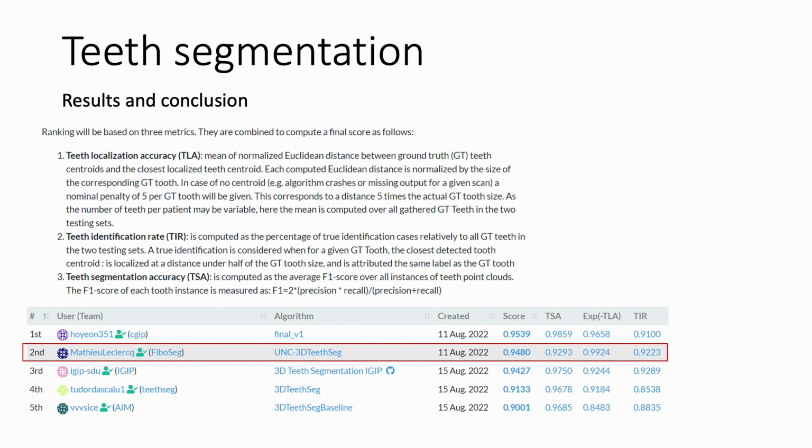Comparing our results to those of the top 5 teams, we can see that the teeth localization accuracy is good in our case, and the teeth identification rate is excellent as well, but we may still want to work on improving the teeth segmentation accuracy, and one way of achieving better results would be to keep working on post-processing. We think that this algorithm is promising as it is an architecture that doesn't require any downsampling and that can be used for a wide range of surface analysis works.